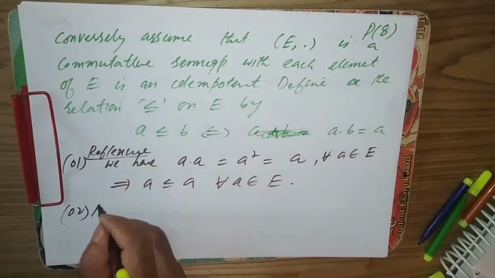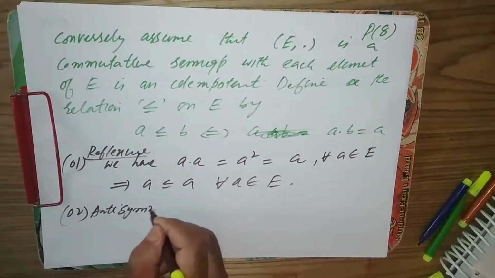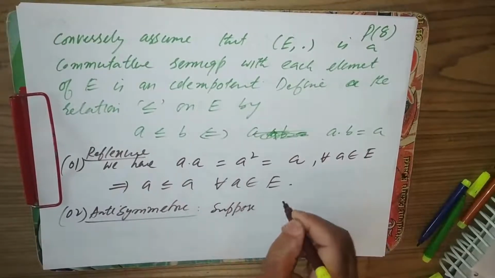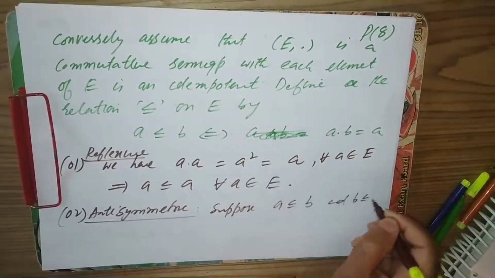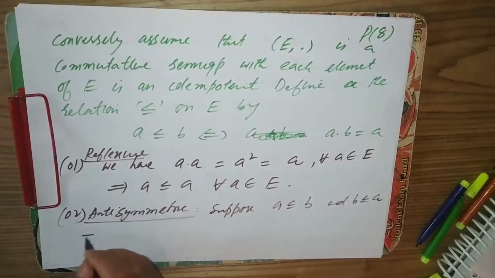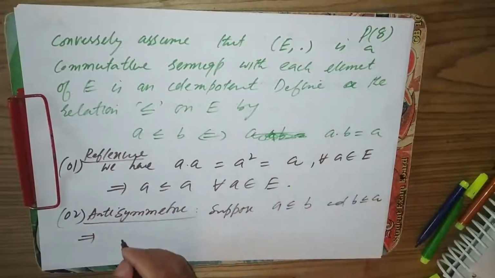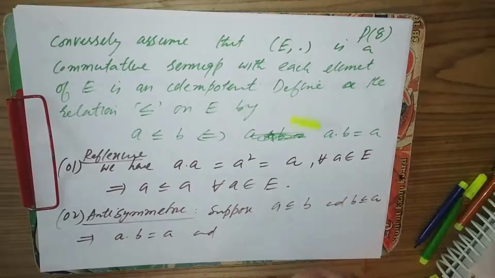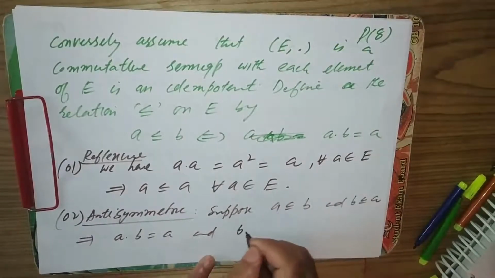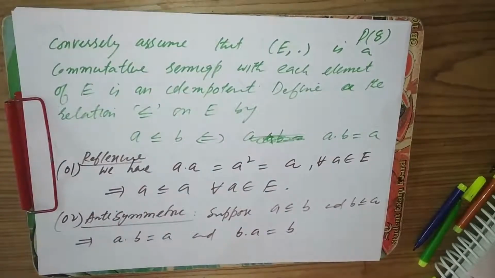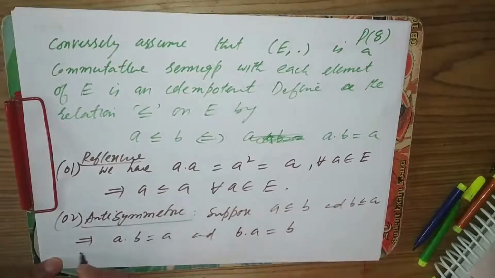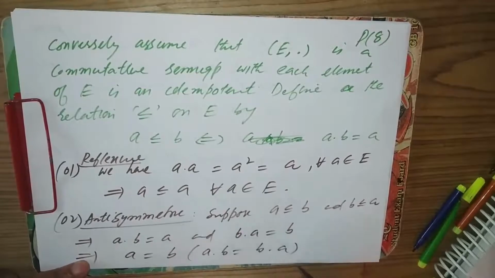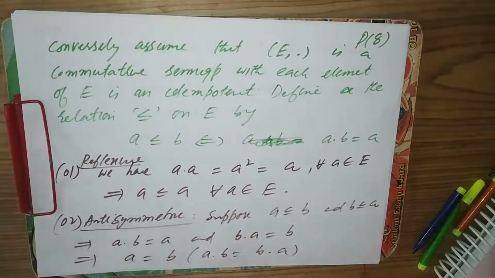Second is antisymmetry. Suppose A is less or equal to B and B is less or equal to A. We need to show that A is equal to B. Whenever A is less or equal to B, it means that A dot B is equal to A. And whenever B is less or equal to A, it means that B dot A is equal to B. But since our semigroup is commutative, A dot B is the same as B dot A. This means that A is equal to B. So therefore the relation is anti-symmetric.